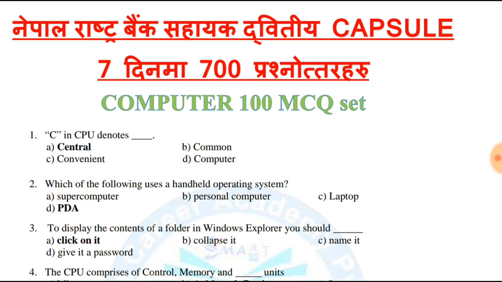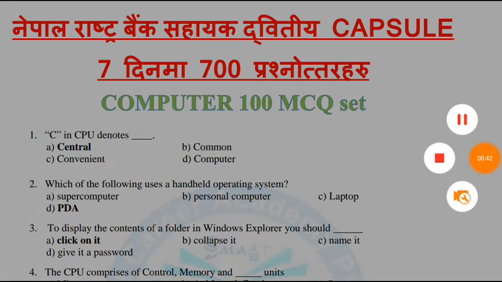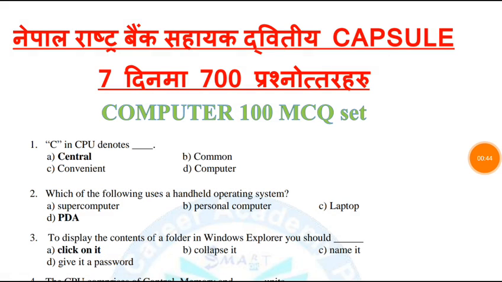My name is Shraddha Shrestha and the first question is, C in CPU denotes Central. The full form of CPU is Central Processing Unit. The next question is, which of the following uses a handheld operating system? PDA uses a handheld operating system. And the full form of PDA is Personal Digital Assistant.